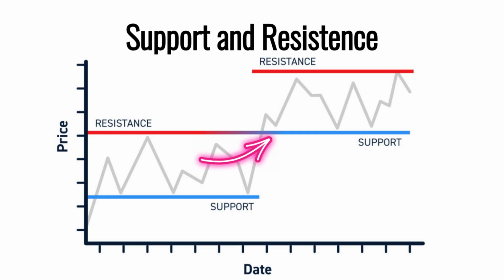There is also something called change of polarity. This means if support is broken, it can turn into resistance. And if resistance is broken, it can turn into support. So trends, support, and resistance are like the basic map of the market. They show us where price is moving and where it might react.